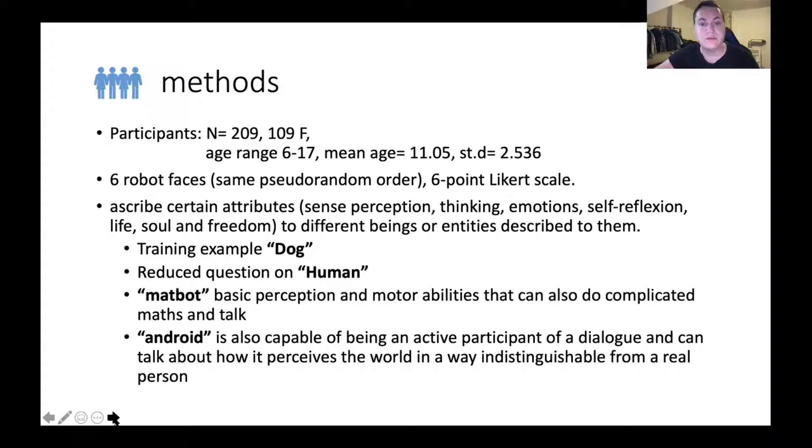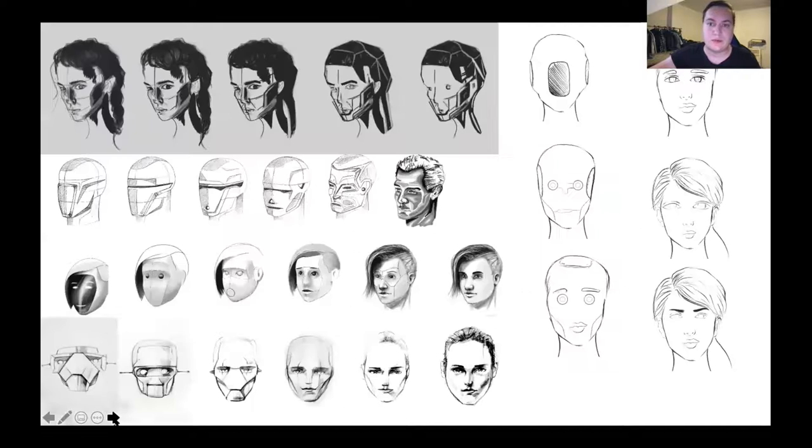What is the difference between them? Mathbot, or robot one, was capable of moving objects, not navigating around them, and solving complicated mathematical problems and talking about it, but it was limited to that. The second robot, the android, was the same, plus it would basically pass the Turing test, so it was capable of discussing everything. And the dog was a training example, and the human. So how did the experiment work?